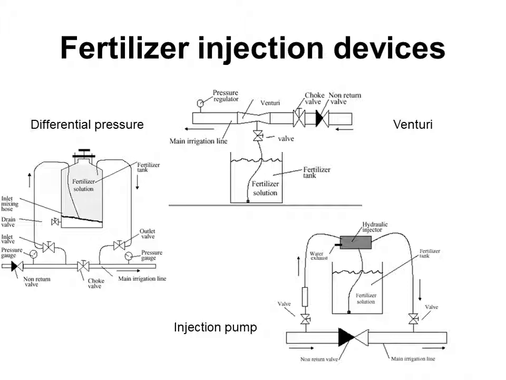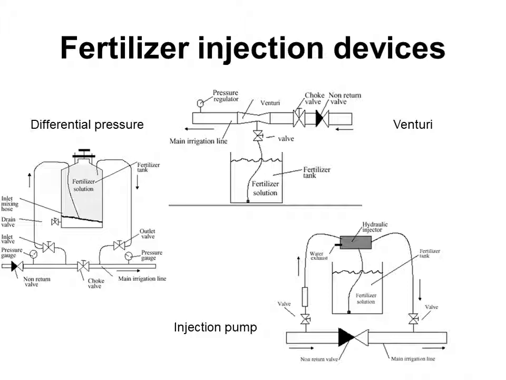system. In the case of an injection pump, we require additional energy to operate the pump, because we are using a pump that will take up water from the main line. It will take also the water from the fertilizer solution and put the mixture into the main irrigation line. Here we have a non-return valve. So in these two cases we don't need additional energy. In this case we will.